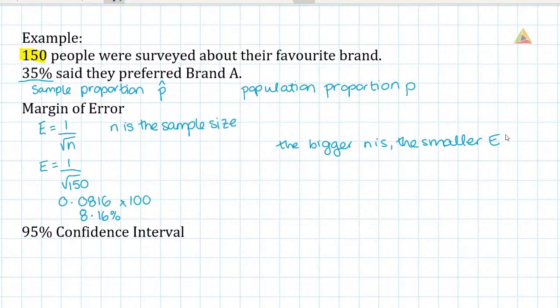So now that we have this 35% with a margin of error of 8.16%, that's going to bring us onto a 95% confidence interval. When we have an interval, it goes from one number to another number, so we're going to see a range of numbers. And the 95% confidence interval, where the 95% comes from, is if this survey was carried out 100 times, 95 out of 100 times, we would get an answer in this range.